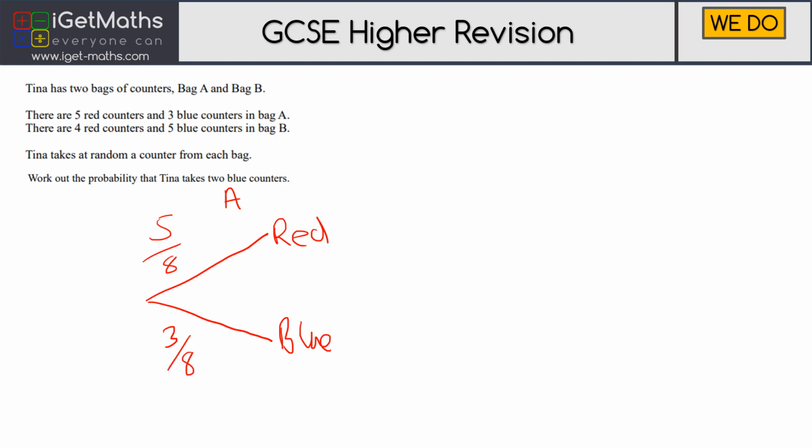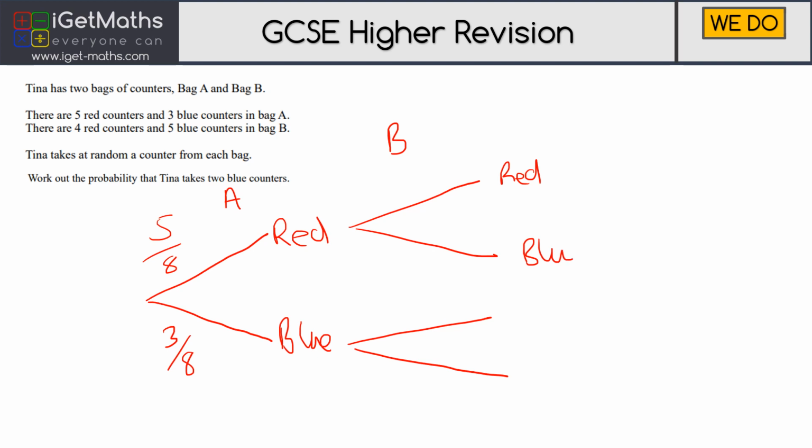And then I'm going to draw 2 branches from here. And then the next possible outcomes I've got are from bag B. And then you're going to draw 2 branches from there. And in bag B, you've got the option of red and blue again. However, in bag B, you've got 4 red out of 9 and 5 blue out of 9. And then again, you've got red and blue. This is all under bag B. So again, you've got red 4 out of 9. And then you've got blue, which is 5 out of 9 again.